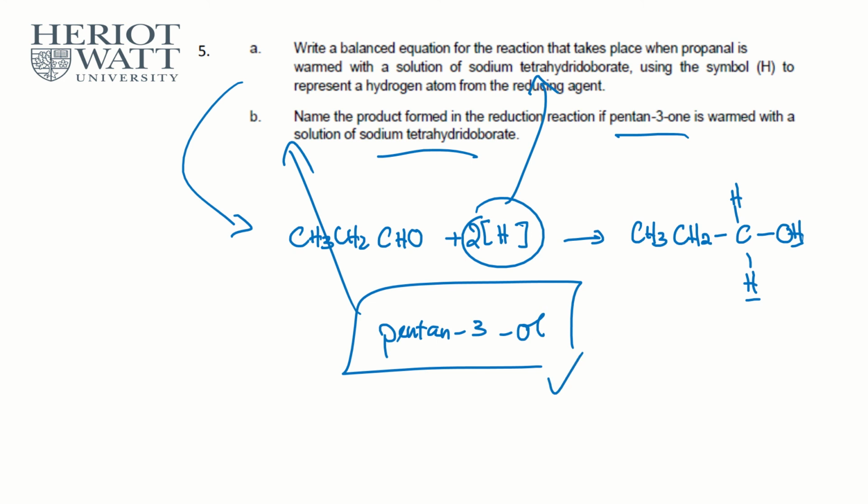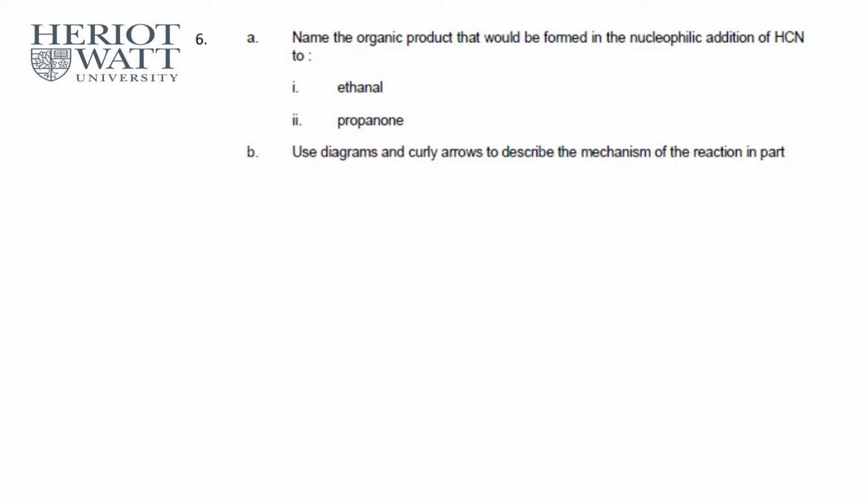All right, balanced equation and name. So number 6, name the organic product that will be formed in the nucleophilic addition of HCN to ethanal. I'm going to show you either one of them. I guess I showed you ethanal or aldehydes in the class, so I'm going to show you propanone now. So it's CH3, C double bond O with CH3. In terms of the balanced equation, I'm going to add HCN as a reagent, KCN as a catalyst.